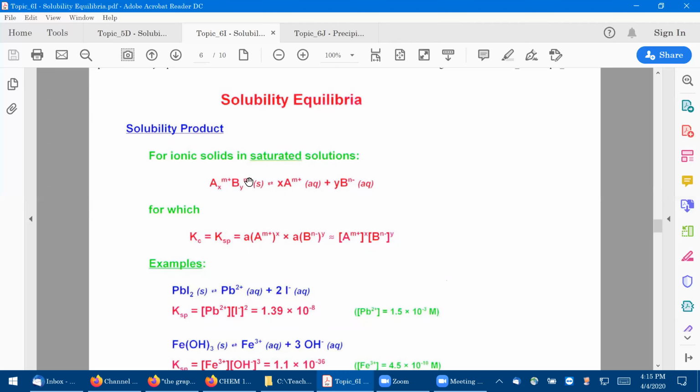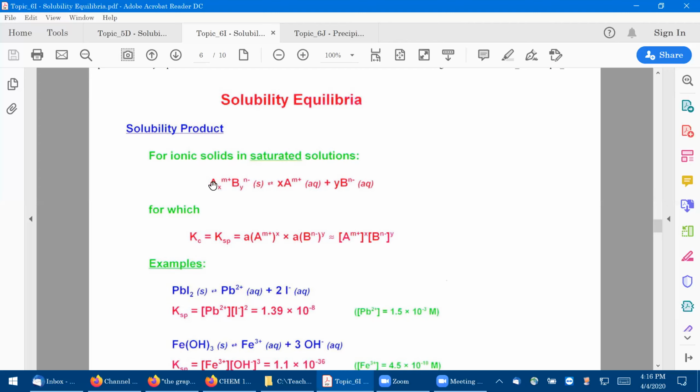What occurs, for example, for some generalized ionic solid, AxBy, where there are x A's and y B's of these ions, and A has a charge of m plus, and B has a charge of n minus? This exists as a solid. In solution then, if this equilibrates with something in solution, there will be x ions of A and y ions of B, because that's the stoichiometry of the salt. And each of them has their appropriate charge.